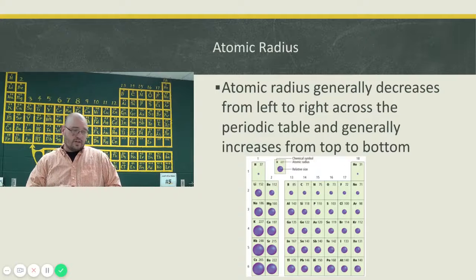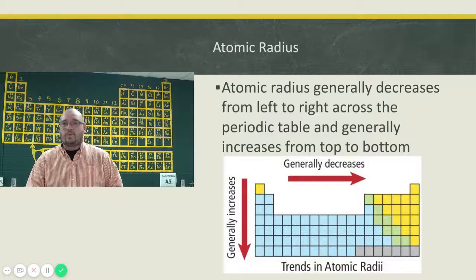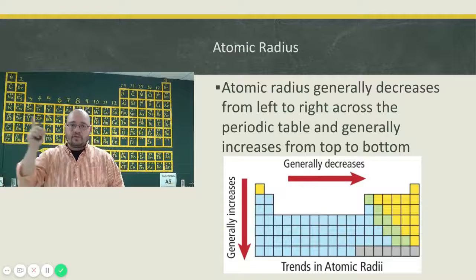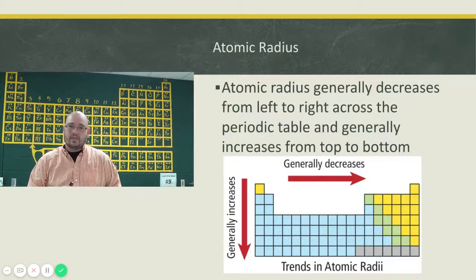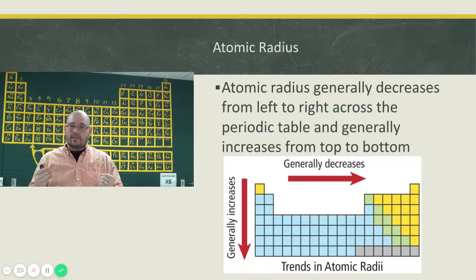And you'll also notice that from top to bottom, it generally gets bigger as you go down. So this is the trend for the atomic radius: as you move from left to right across the periodic table, the atoms tend to get smaller. And as you move from top to bottom, they tend to get larger. They increase as you go down the periodic table, and they decrease as you go left to right across the periodic table.